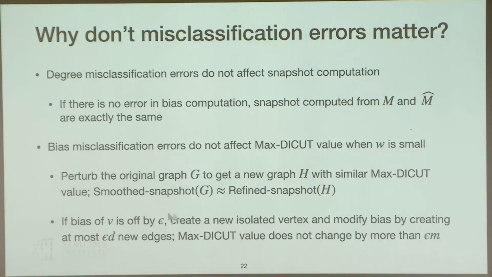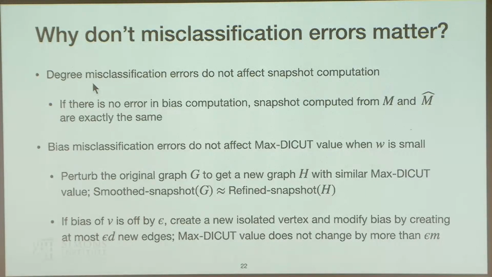Let's say you misclassify a vertex V, and its bias is now off by epsilon. You can create a new graph where you create a new vertex and modify the bias of this vertex by creating at most epsilon d new edges. So this does not change the Max-DICUT value of your new graph. This is like a reduction where even if you misclassify biases, you can get a new graph where the bias profile matches that of the new graph, and the Max-DICUT values of the two graphs don't differ much. Sorry if that's a mouthful, but I hope at least the high-level structure is sort of clear.